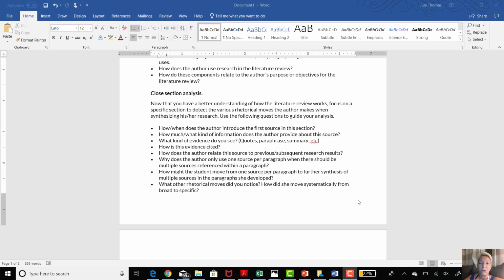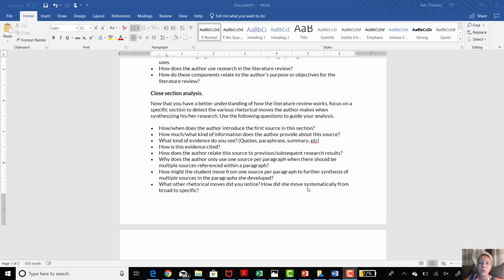Why would an author only use one source per paragraph when there should be multiple sources referenced within a paragraph? Is there a time when that happens? If it does happen, is that a good thing? Is that a bad thing? I think you already know the answer to that, but think about that. If that happens, how might students move from one source per paragraph to a further synthesis of their research to integrate more research? What would you suggest, or what would you do in order for that to happen?